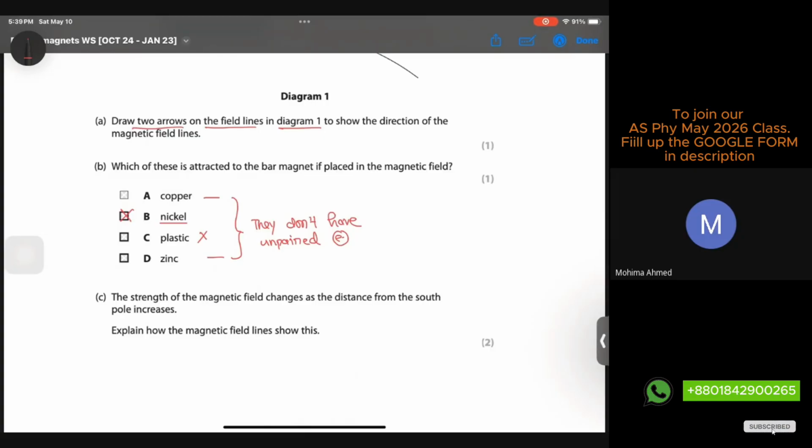This one doesn't actually require electricity. This one only acts as a magnet under the influence of other magnetic materials. They are known as induced magnetic materials. Right? So nickel is an induced magnetic material. Is this clear?